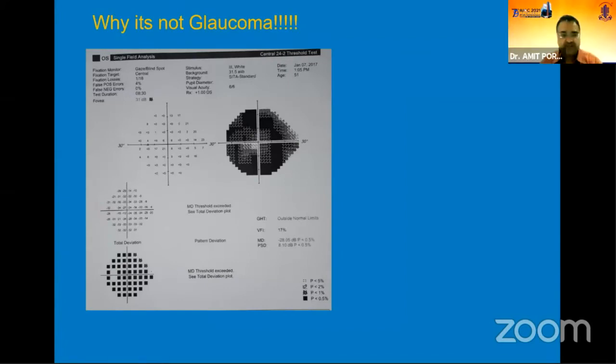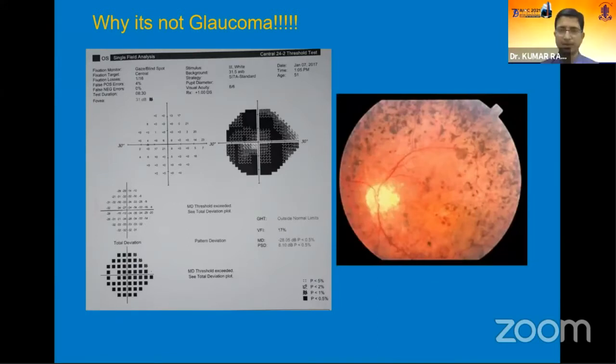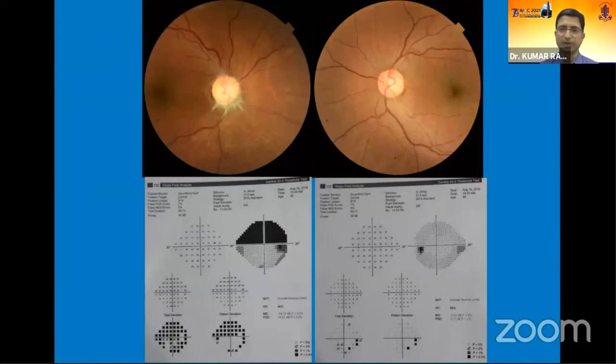So we should be careful when we are evaluating the patient, so that we have the picture in front of us, and exactly know what we are dealing with. All the cases may not be glaucoma.